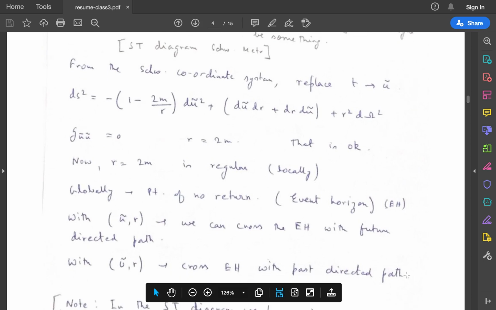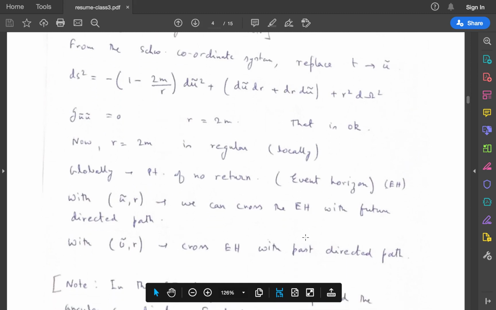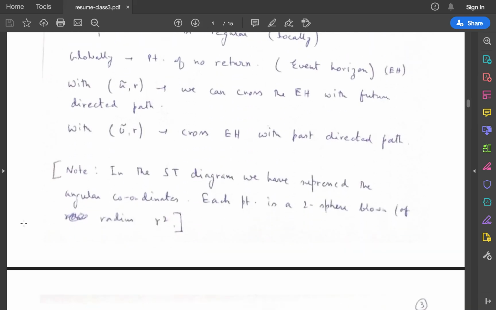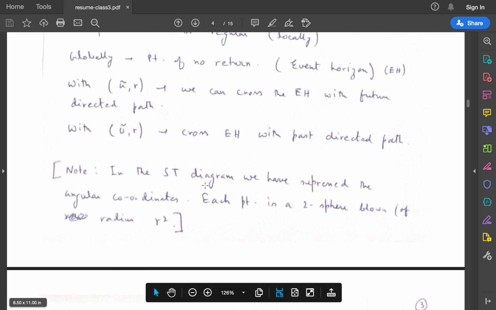So we could have chosen a line like this or a line like that, and we can cross the event horizon r equal to twice m at regular points. Yeah, this I have already told you. So let us see what happens.